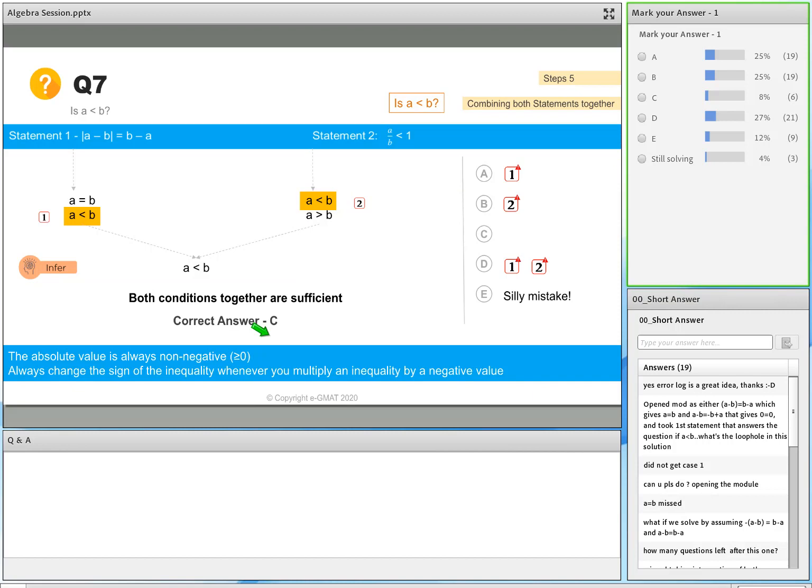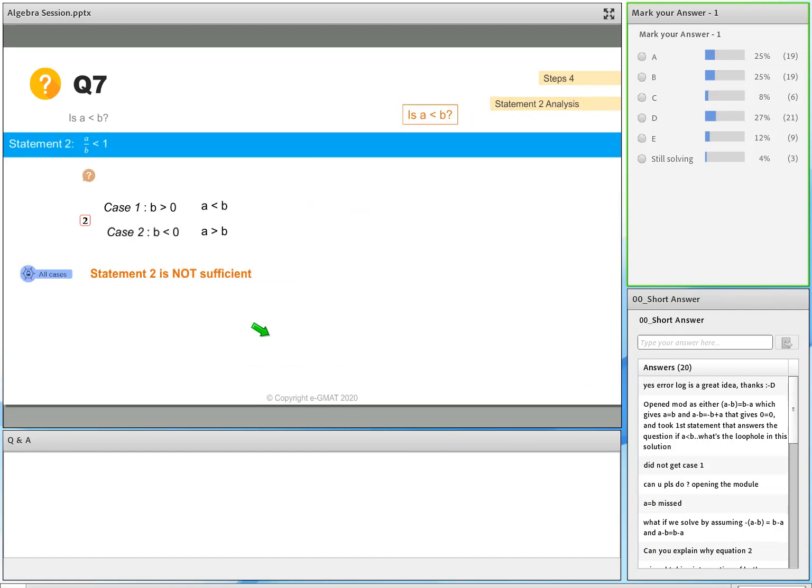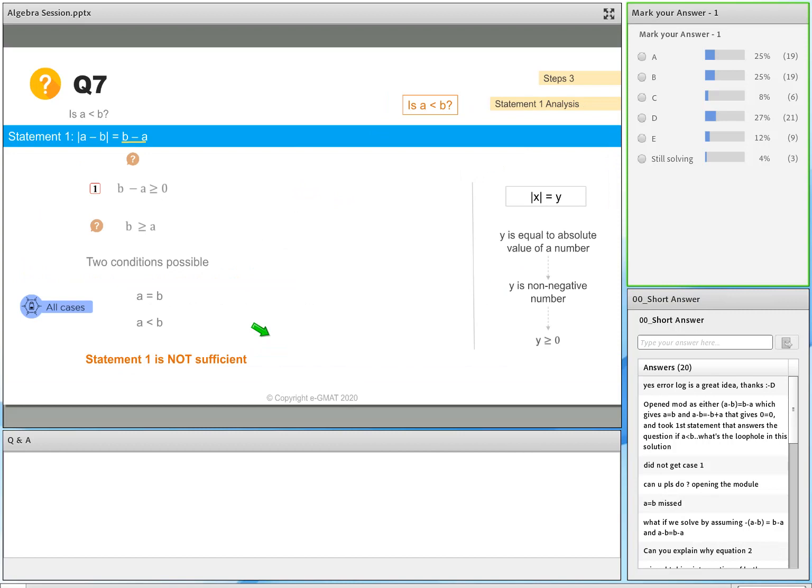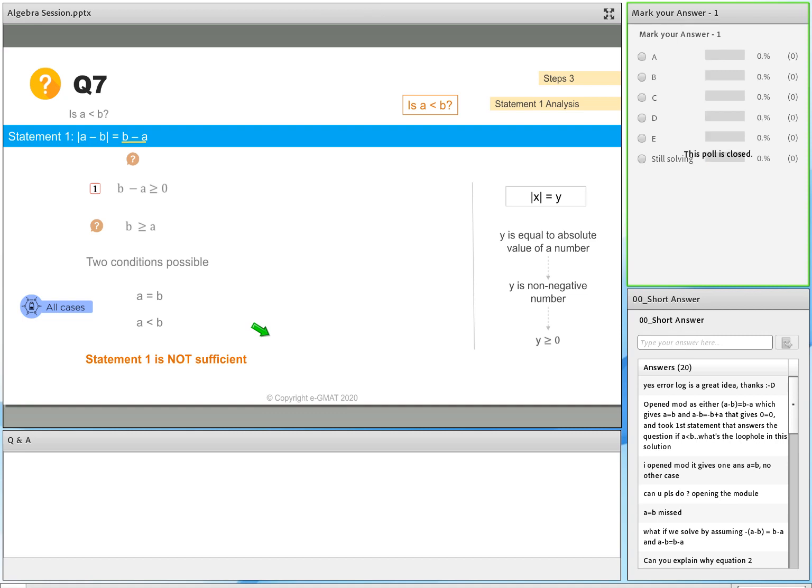Oh, wait, there's one more question. What if we open mod as a minus b is equal to b minus a? Let's go here, and that gives you what? It'll give you 2a is equal to 2b, so a is equal to b, and a minus b is minus. Oh my god, please write this in the Q&A pod, because this way we'll use up everybody's time. Everybody, let's go into the next question.